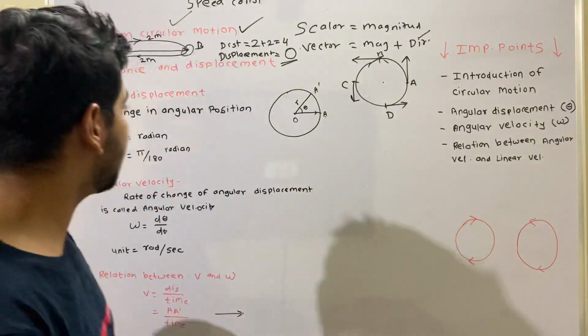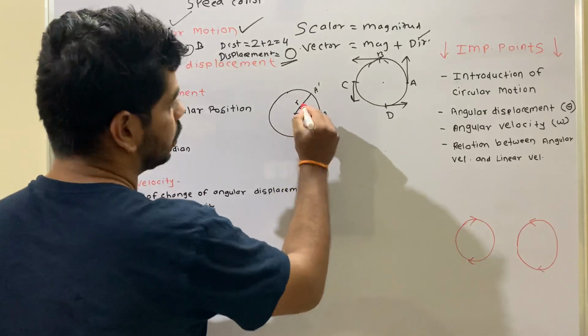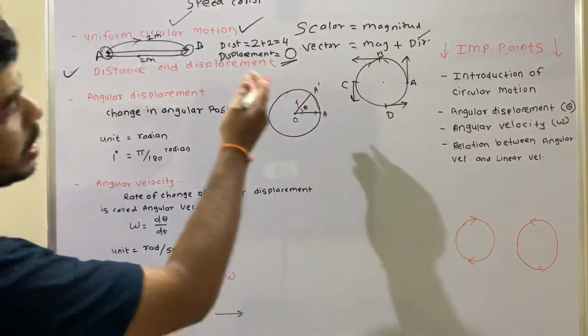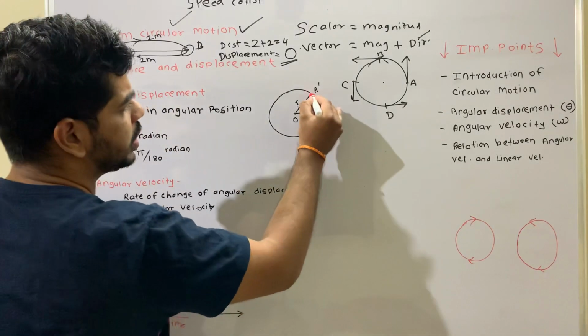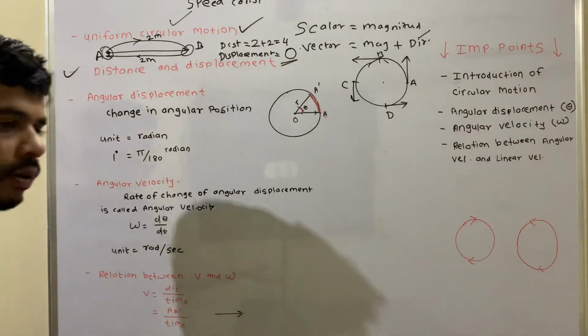Now we are discussing the angular displacement. So you have to see over here, this one. That means the change in angular position. This is the change in angular position. So we can call this thing angular displacement.